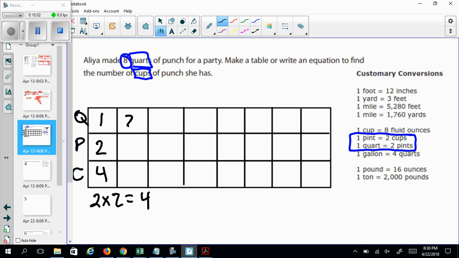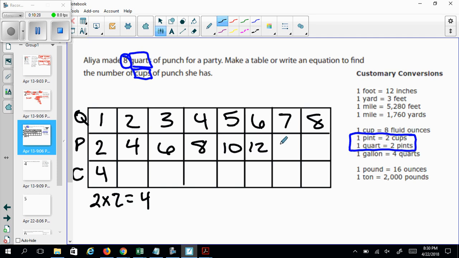Okay? So we would fill in the rest of our table here. 6, 7, 8 quarts. Awesome. And then 2 pints for 1 quart. So 2 times 2 is 4. 3 times 2 is 6. 4 times 2 is 8. And notice a pattern. We're adding 2. Sorry, I don't know why I said it like that. It's not really sing-song worthy. But, hey, it's a pattern.